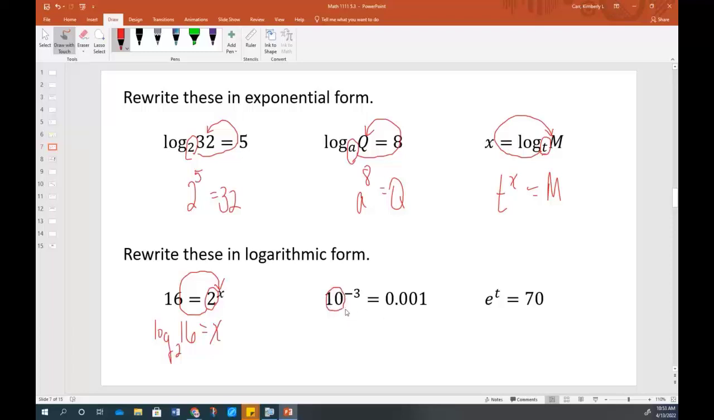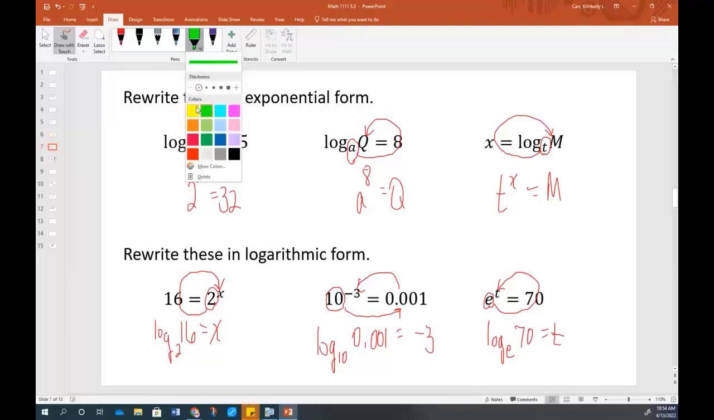Find the base. Log base 10 of 0.001 equals -3. Log base E of 70 is T. These two are special. And that's what's going to come up on the next slide, I believe.